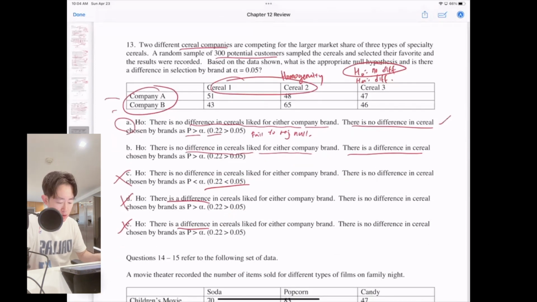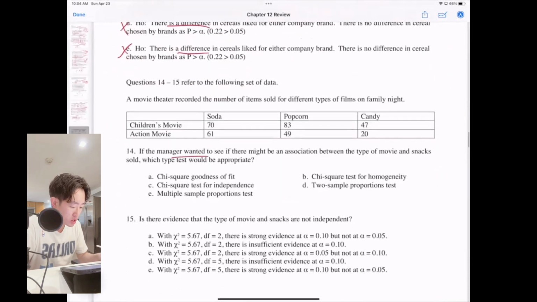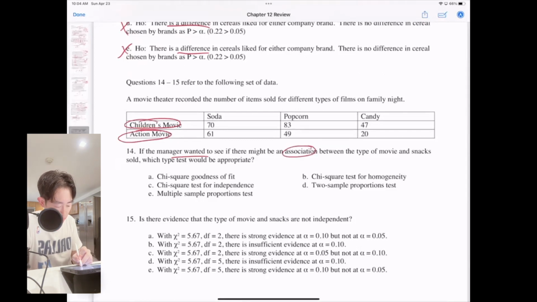They could have phrased this a lot better. Number 14, if the manager wanted to see if there might be an association between the type of movie and snacks sold, alrighty, so children's movie and action movie, they want to see an association. I mean, I guess that really just gives you an idea. That's for independence, yes. For 14 it is C.